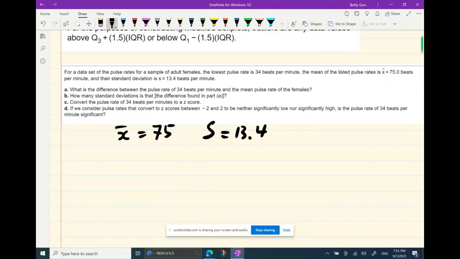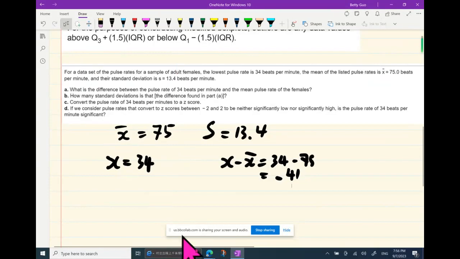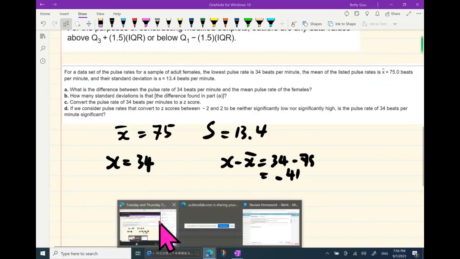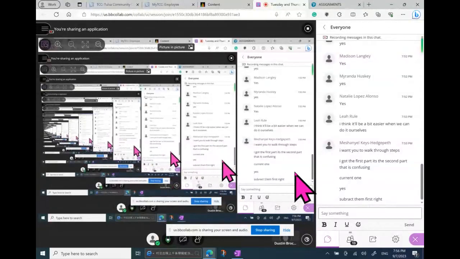Part A, what's the difference between the pulse rate and the mean? Your x is 34. Even if it doesn't say x equals 34, you need to know you are considering the value 34 in the sample. What's the difference between x and the mean? Then you do x minus x bar, and you have 34 minus 75. What is 34 minus 75? Negative 41, right? Yeah, that part you got it. That's very good.